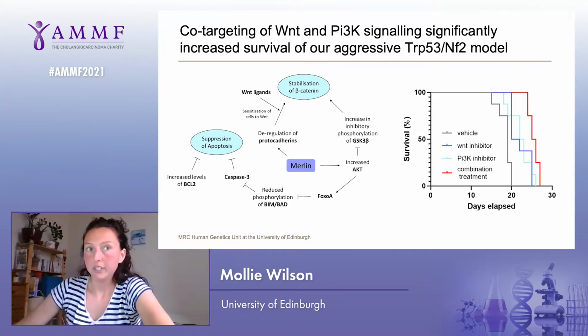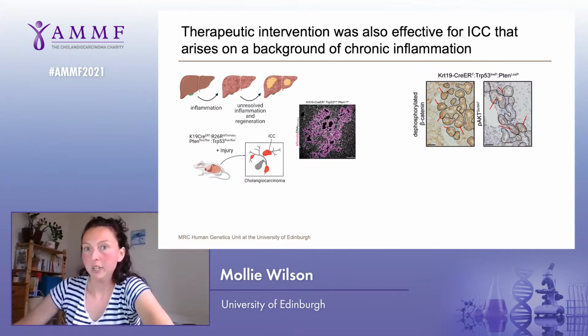So the final thing that I did was to test this in another ICC model, which was more true to human disease in that it arises on the background of chronic inflammation. So this model is quite clever. It allows Cre to be targeted to K19 expressing cells, so to the bile duct, and it allows the excision of an exon from PTEN and from P53, which knocks them out. And it also knocks out a stop codon for a tomato expressing gene, meaning that the cancerous cells are tomato positive, as you can see here, and can be visualized very easily.